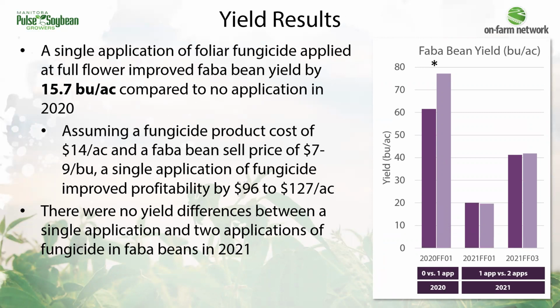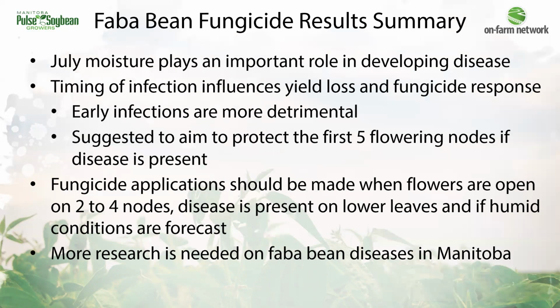In 2021, on the other hand, there were no significant yield differences between a single application at early flower and two applications of fungicide. So really, that timing of infection and July rainfall appear to be critical in determining if we'll see a yield response to fungicides in faba beans. Early infections will cause more damage.